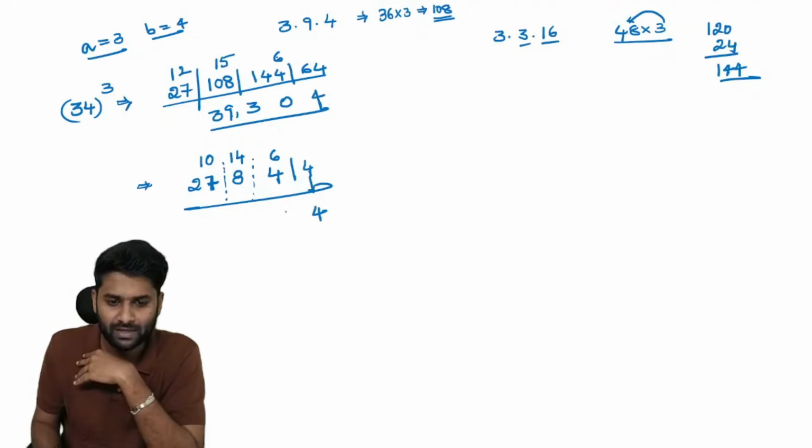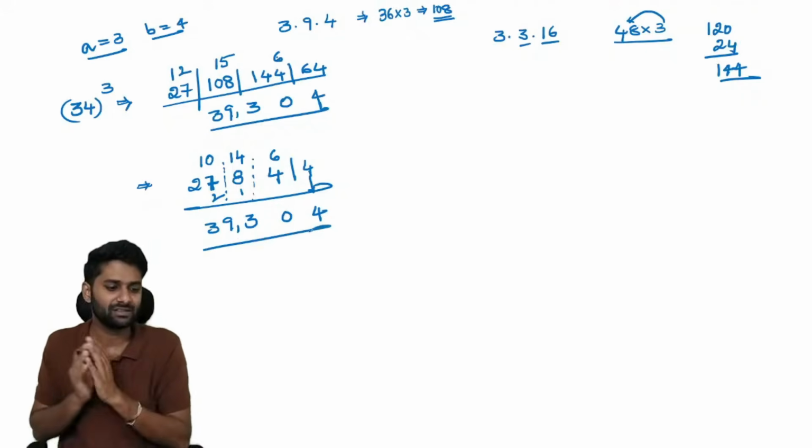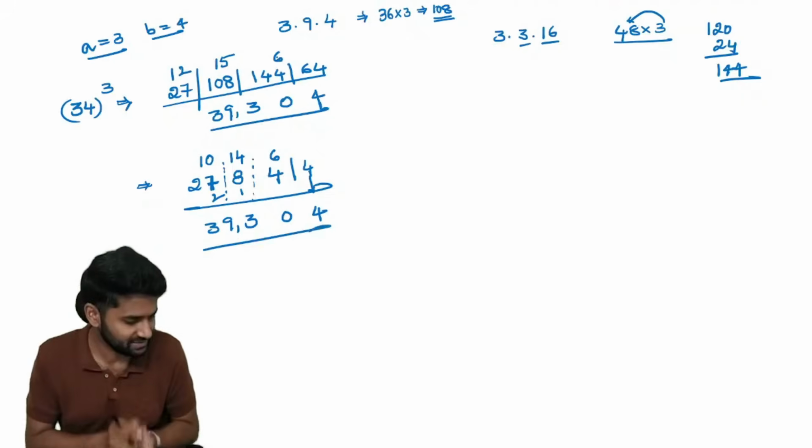The same way you can check here. It's a 4, 0, 1 carried over. 8 plus 14 is 22 plus 1 is 23, carried over. 27 plus 10 is 37 plus 2 is 39. So the answer 39,304 is the correct answer.